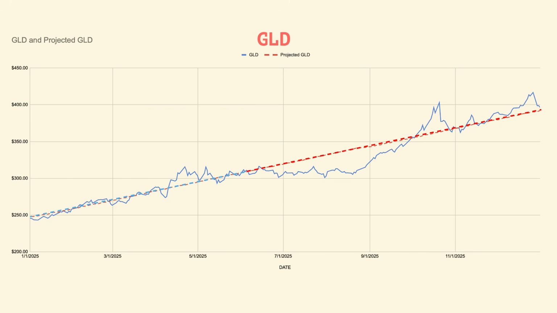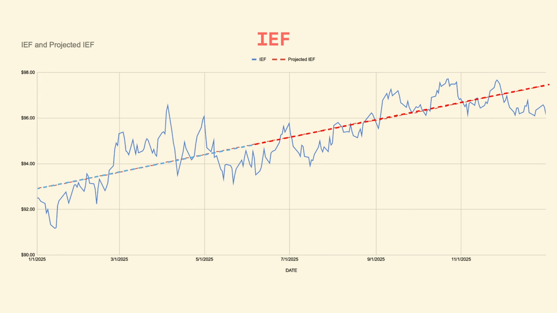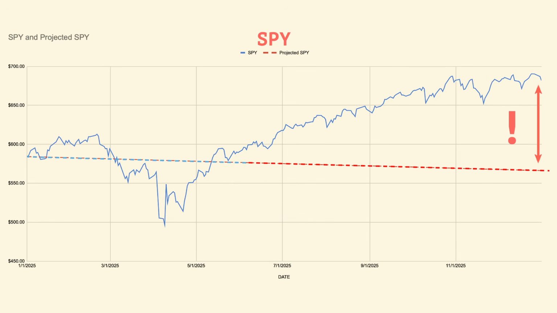A couple of these age well. GLD's line tracks reasonably close for most of the year. IEF wanders around its line but never strays too far. SPY and BTCUSD are a different story. SPY's fitted line actually slopes downward, dragged there by a sharp dip in the spring.